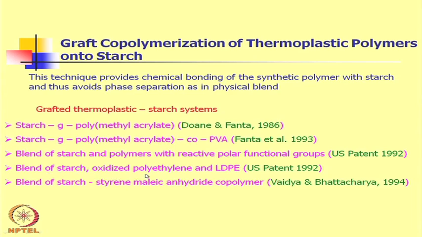Starch was blended with polymers which are already oxidized to some extent, say oxidized polyethylene or LDP. So, after oxidation of polyethylene, this becomes a little degradable and starch can be miscible with it, otherwise starch is difficult to mix with polyethylene. That is why oxidized polyethylene was used for blending with starch, and blends of starch and styrene maleic anhydride copolymer were also used or developed for preparing biodegradable films.